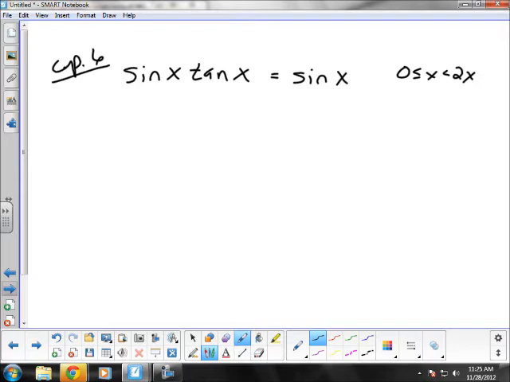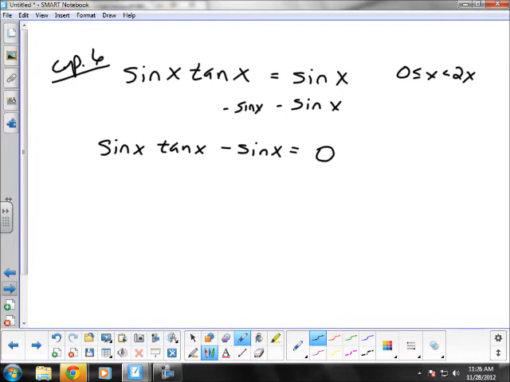So like I say, always look for things where you can use the greatest common factor and factor something out. What I notice here is I've got two terms, right? And the sine of x is in both terms. So if I had them on the same side of the equation, I could factor out the sine of x. So I'm going to subtract the sine of x from both sides, just because I want it all on one side of the equation. So I've got the sine of x times the tangent of x minus the sine of x.